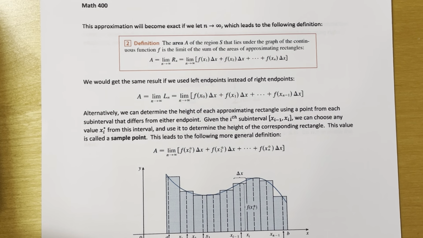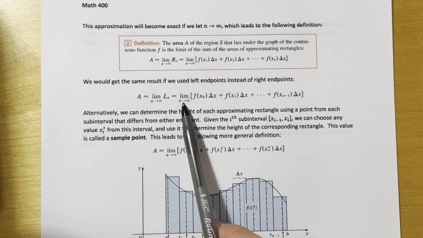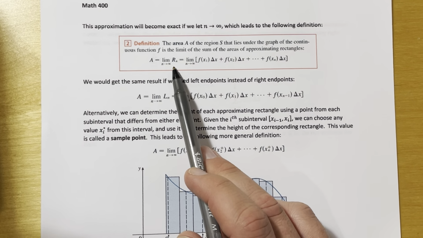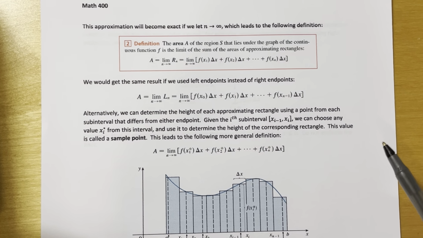We can show, it can be proven, that this limit will always exist as long as the function f is continuous. In fact, there are even cases where there can be discontinuities and it still exists, but we're not going to worry too much about that. That's of more theoretical importance. So we used right endpoints, but we could have also used left endpoints, and that would have still given us a correct area.